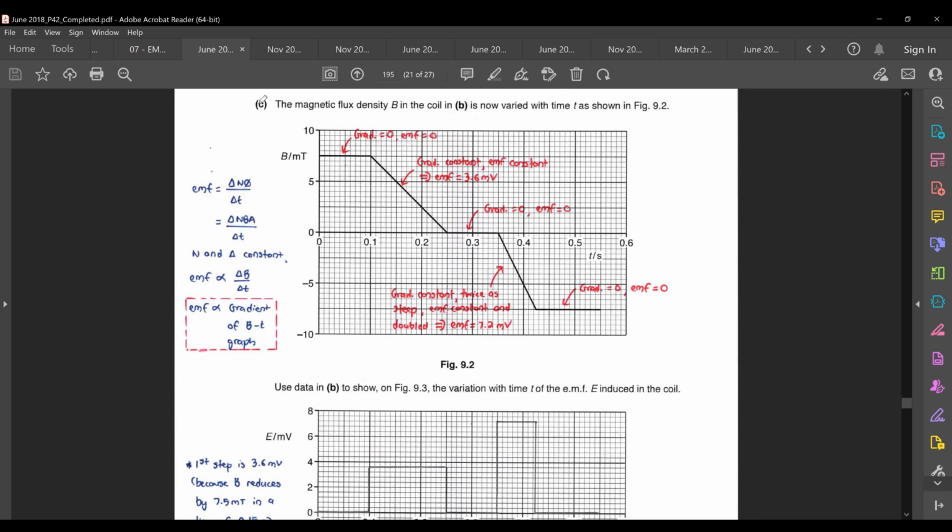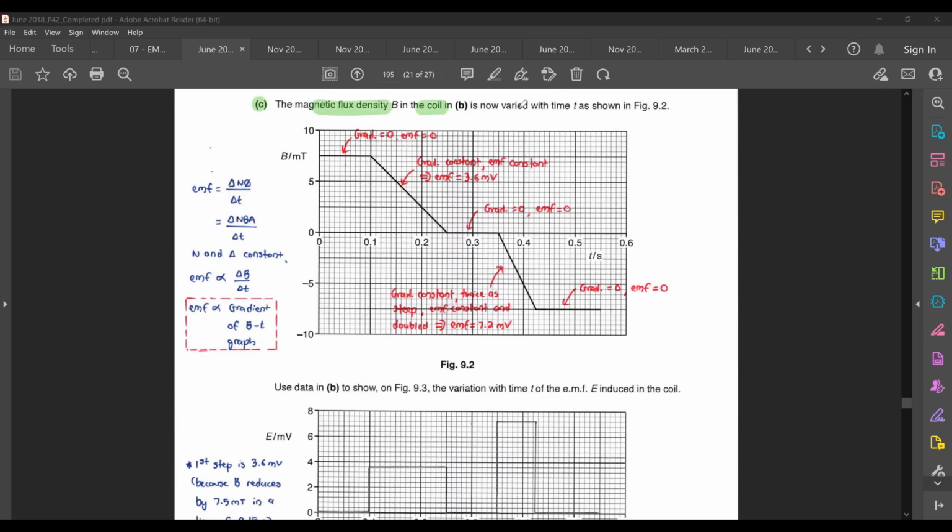The magnetic flux density B in the coil in B is now varied with time as shown in this figure here. This is the variation of flux density with respect to time. So for what I mentioned to you last lesson, almost always whenever you're trying to plot a graph of EMF versus time from a certain given graph, it's always going to be the gradient of the graph itself. As to why it is always the gradient of the graph, in the last lesson, I showed you a few derivations as to why, but you're not required to show it inside your exam.